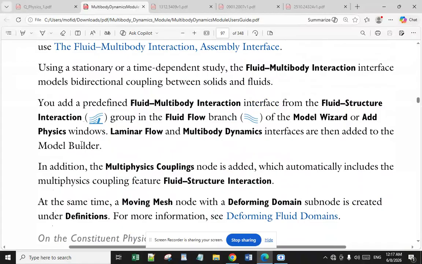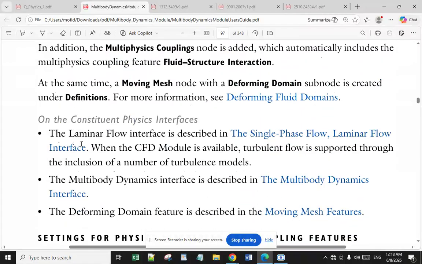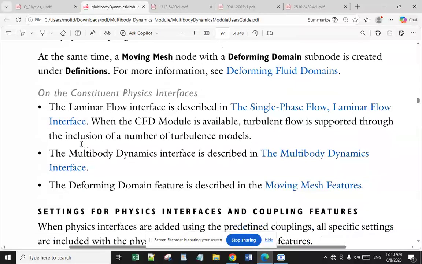You add a predefined fluid multibody interaction interface from the fluid structure interaction group in the fluid flow branch of the model wizard or add physics windows. Laminar flow and multibody dynamics interfaces are then added to the model builder. In addition, the multibody physics coupling node is added, which automatically includes the multiphysics coupling feature fluid structure interaction. At the same time, a moving mesh node with a deforming domain subnode is created under the definitions. For more information, see the deforming fluid domains.